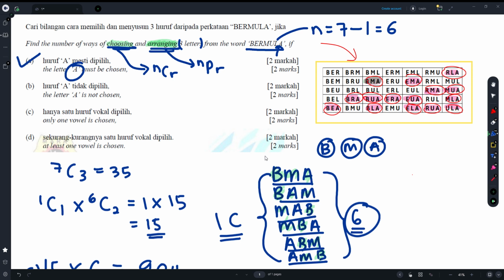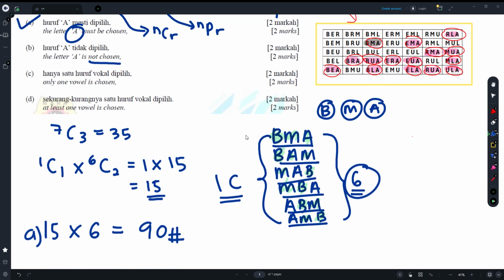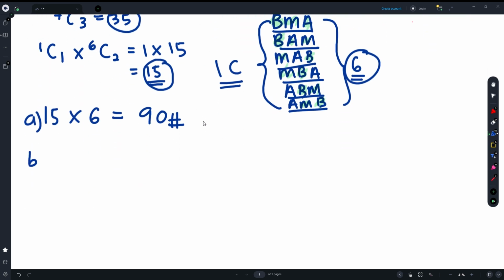Okay, so now they want letter A not chosen. Please highlight the word not chosen. The total number of combinations is 35, as shown in this list here. 15 of them, as I circled with red marker, contain A. So if you don't want A to be included, the ones that do not have A number 35 minus 15, which is 20 combinations.